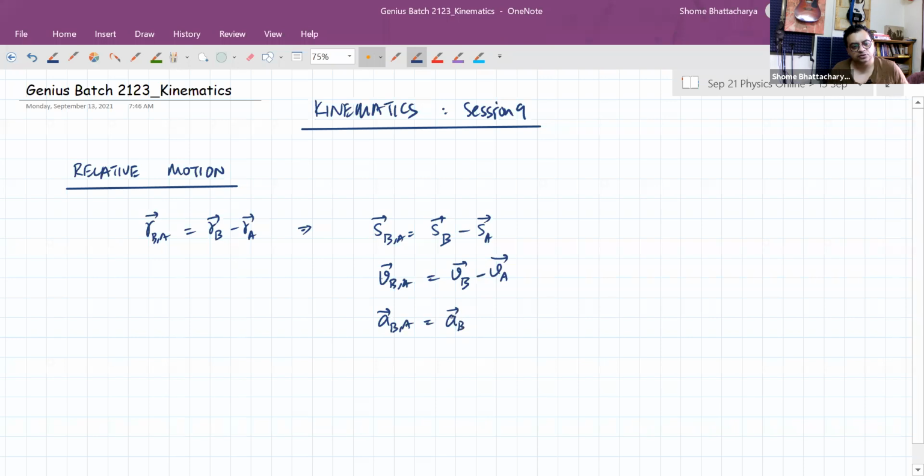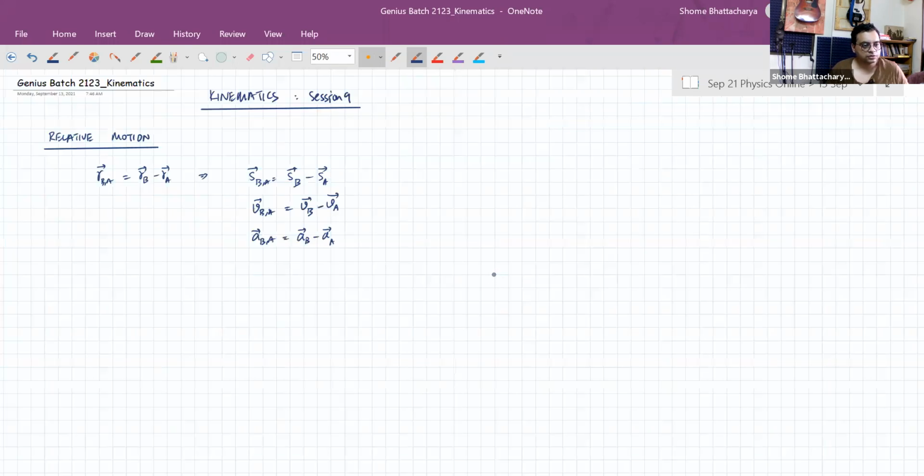And we will understand through some examples today that the third equation that we are writing, the relative acceleration one, can also be used to explain the concept of pseudo force, which you have been studying in Newton's laws of motion. So let's begin with an example.